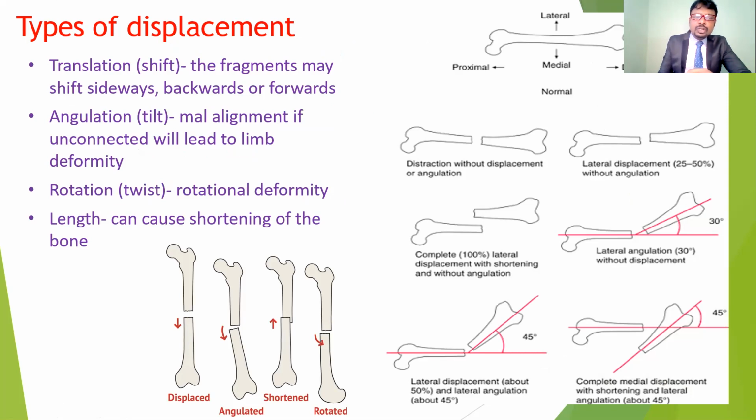Displacement is going to be translations and also angulations, rotations, and the length is also going to be changed. In translation, because of the displacement, the fragments may be shifted sideways, backwards or forwards. If you see the bone fragments, they may move sideways, or forward and backward, or side to side. So that displacement may happen.